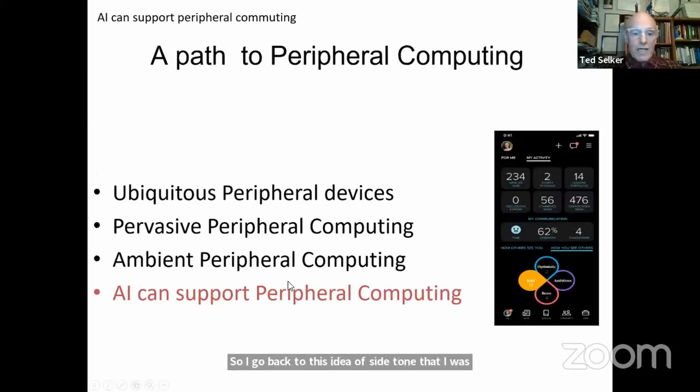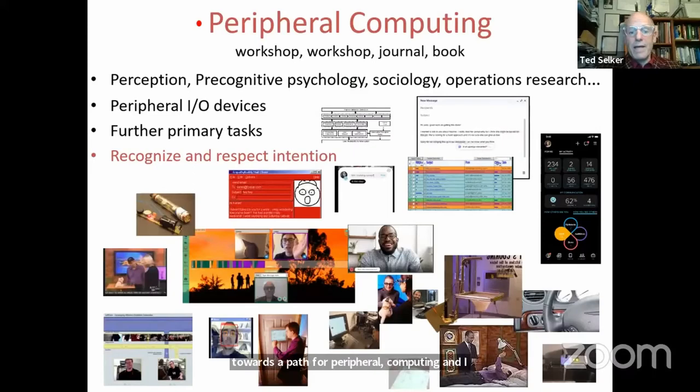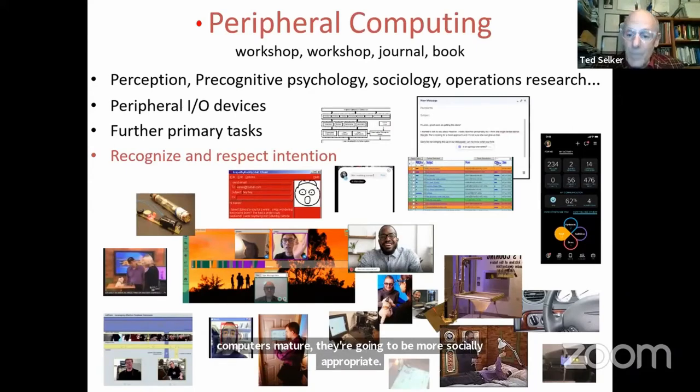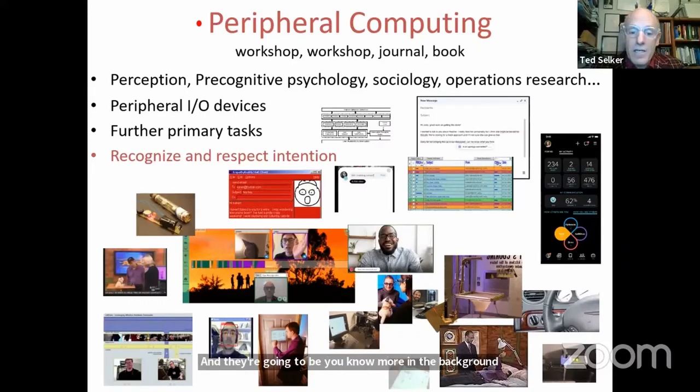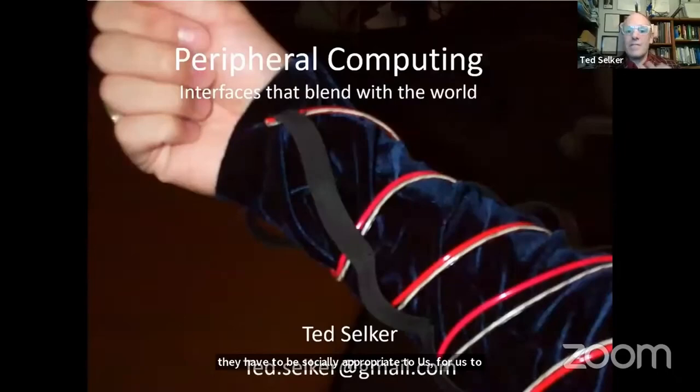And I go back to talking about how this is taking us towards a path for peripheral computing. And I have shown you some of my explorations into this. And there's been more. And there's, of course, this book and the workshop and a journal. You can go read more about it, or maybe just this talk's enough. Just to say that I believe that as computers mature, they're going to be more socially appropriate, and they're going to be more in the background, letting us be people and letting us grow and learn together, because we care only about each other, and they have to be socially appropriate to us for us to be socially appropriate to each other. So thank you for that. And that's my discussion this evening about peripheral computing, and I welcome any questions.